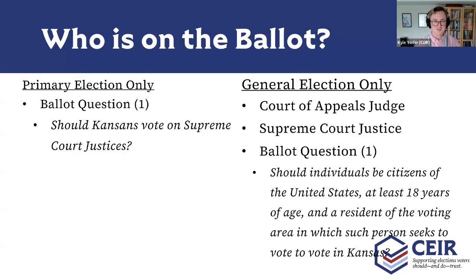Specifically for the primary election, Kansas voters will see 1 ballot question, and there will be a separate ballot question on the ballot in the general election, as well as a few other races that will only appear on the general election ballot. You can see all that information on the screen in front of you.